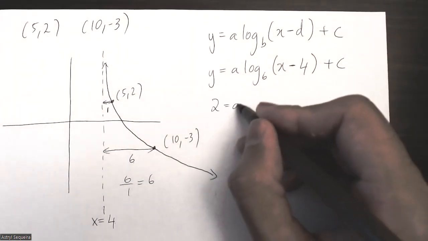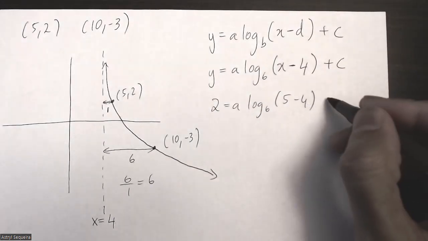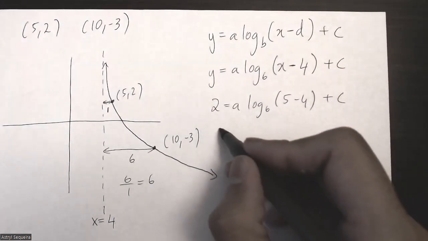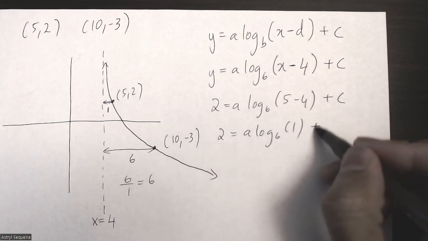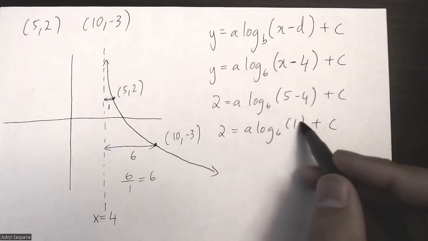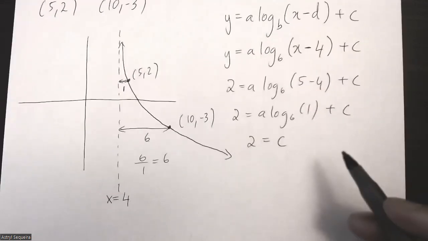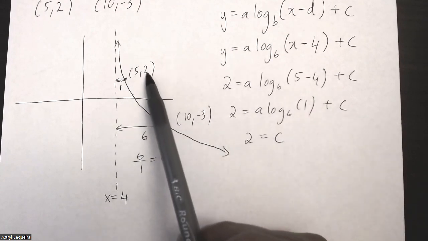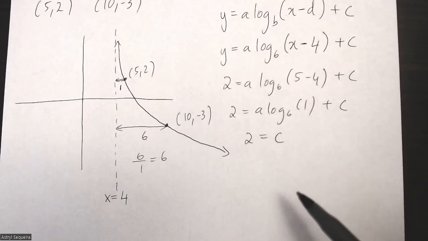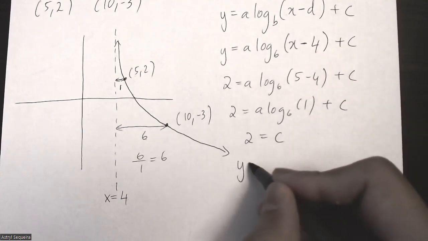So 2 equals a log base 6 of 5 minus 4, plus c. 2 equals a log base 6 of 1, plus c. Log of 1 is 0. 0 times a is 0. So 2 equals c. So you can also remember that your first point's y value is generally the c value as well. You don't have to do all the steps like I did over here, but I like doing all the steps.